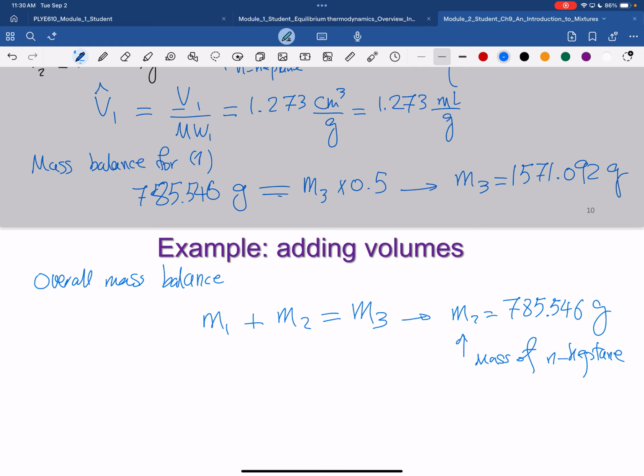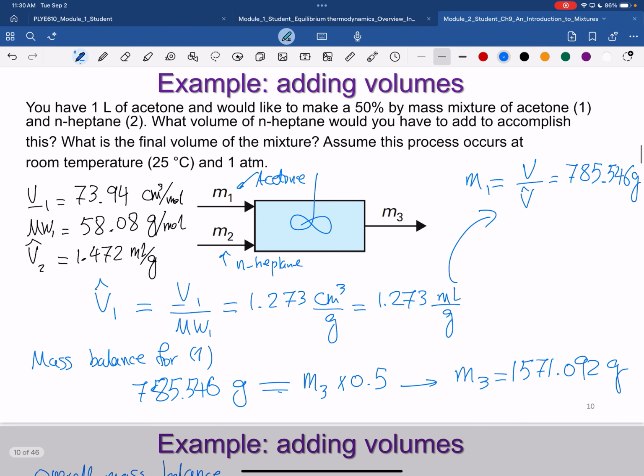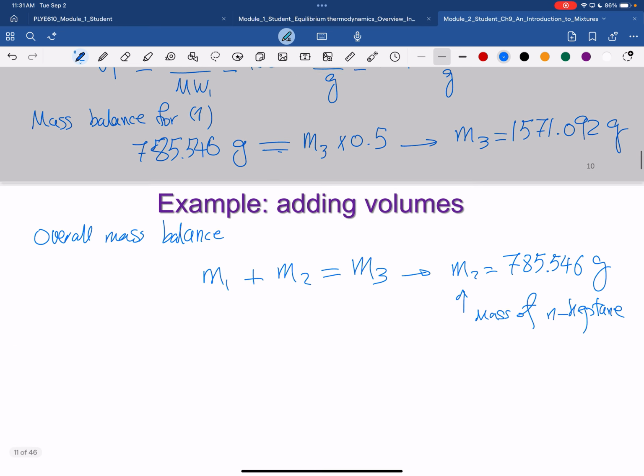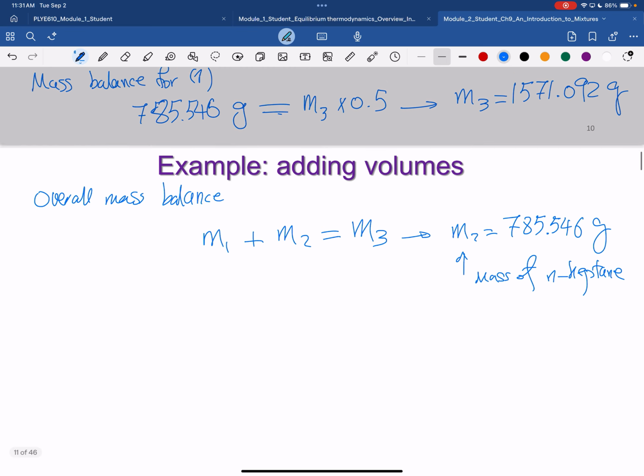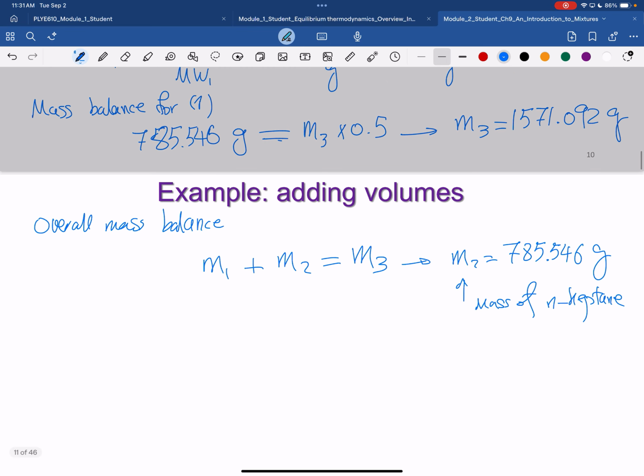So how can I get the volume now? This is the information you have. You have the specific volume of N-heptane. You have the mass of N-heptane, right? Then is the interaction between molecules large enough to change the overall volume to the point where it matters? So we'll get back to this. Because last time you asked this question.